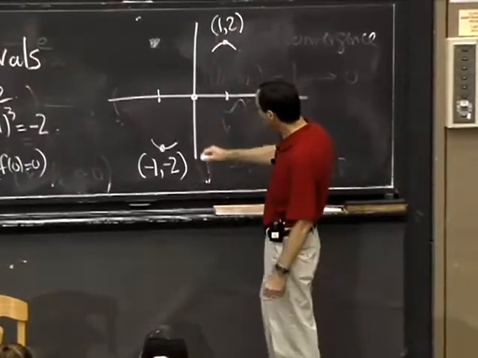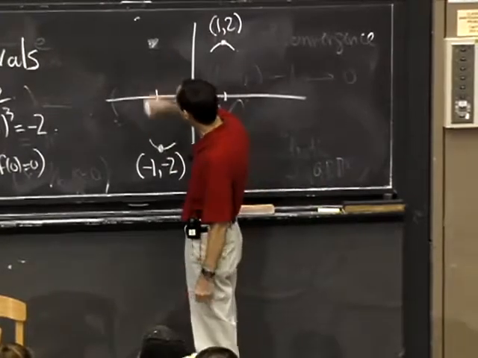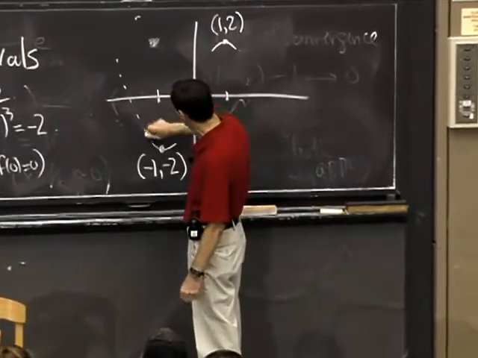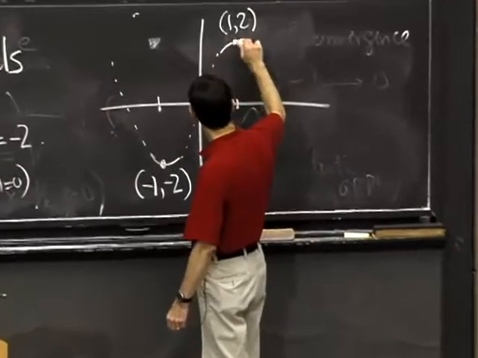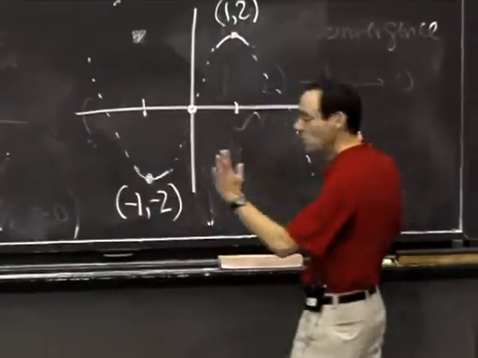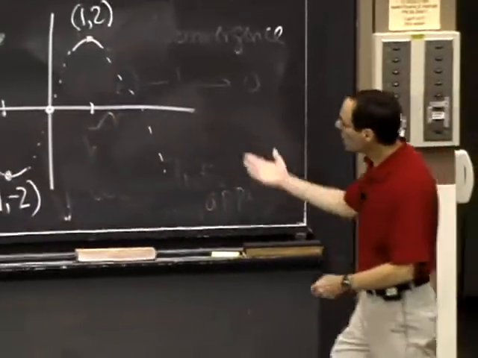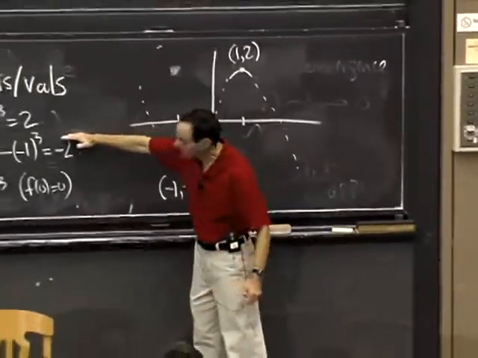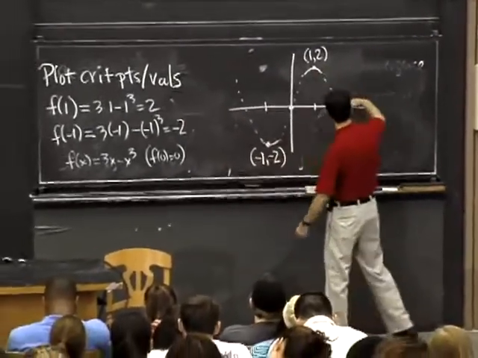So now we can guess what our function is going to look like. It's going to maybe come down like this, come up like this, and come down like this. That could be what it looks like. But another possibility is it sort of comes along here and goes out that way. Comes along here and goes out that way.